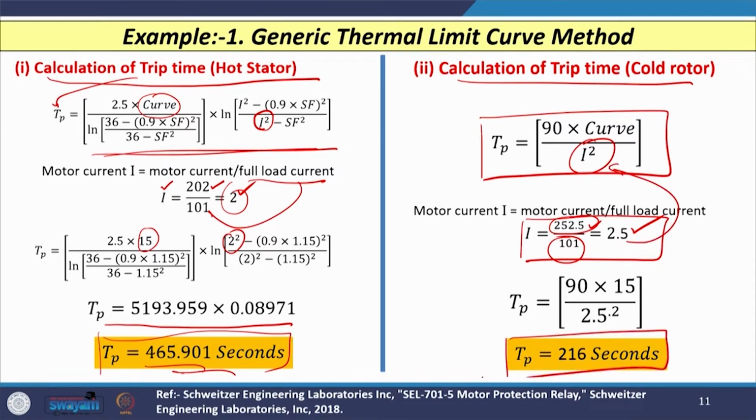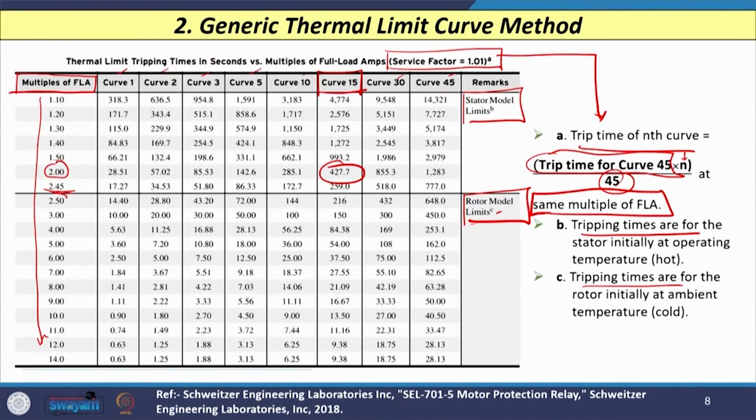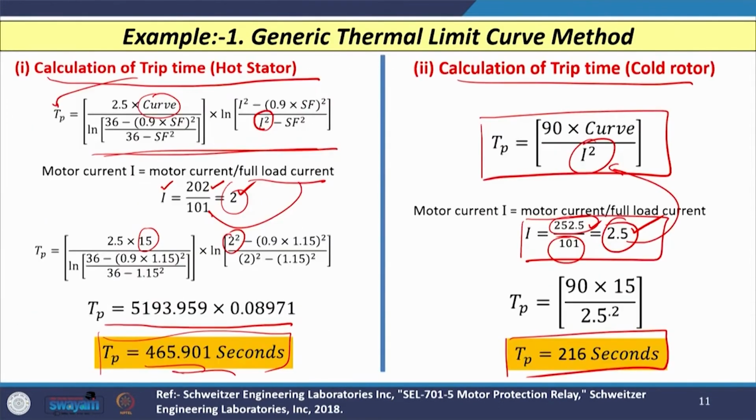that is 216 seconds. So, with I equal to 2.5 for curve number 15, the value of Tp comes out to be 216. So, you can see that when I consider I equal to 2.5 and curve number 15 for rotor case, the value comes out to be 216, whereas whatever value we calculated is also coming 216 seconds. So, both are exactly matched.